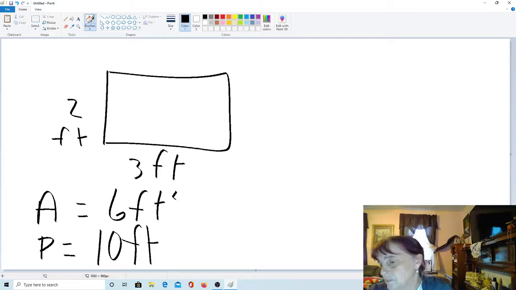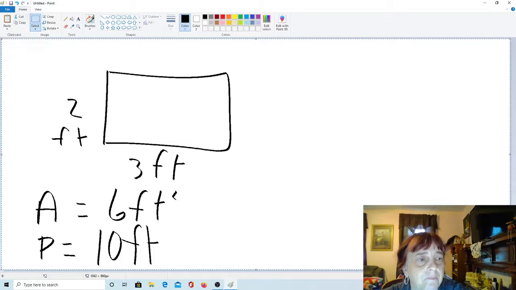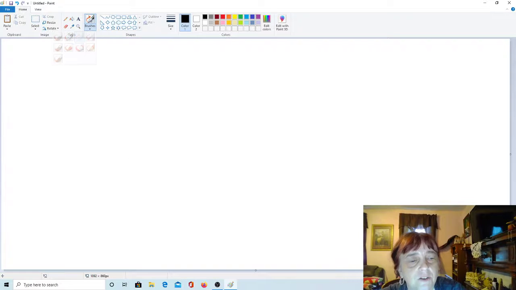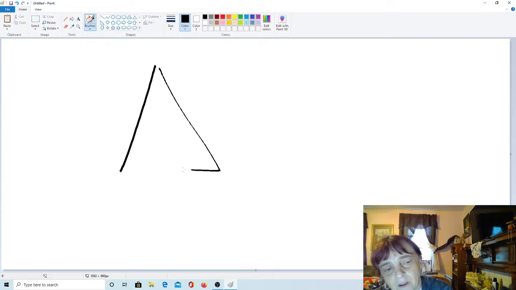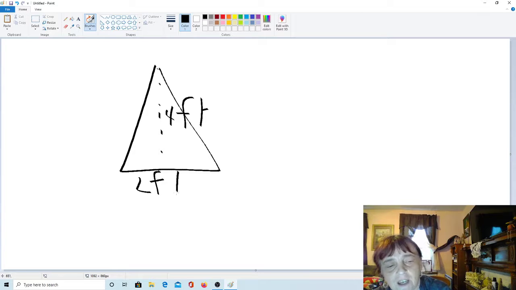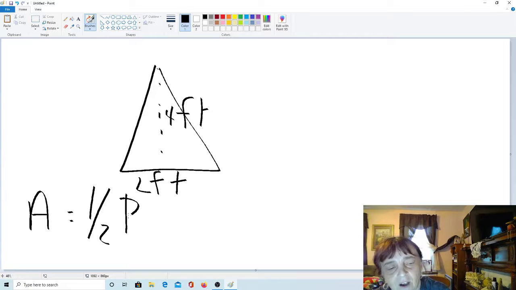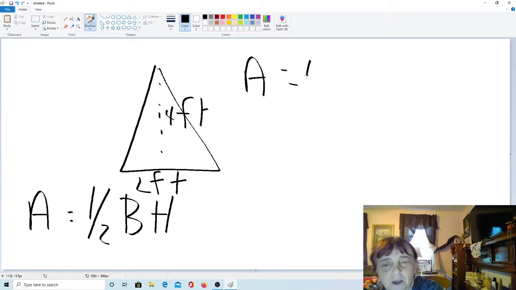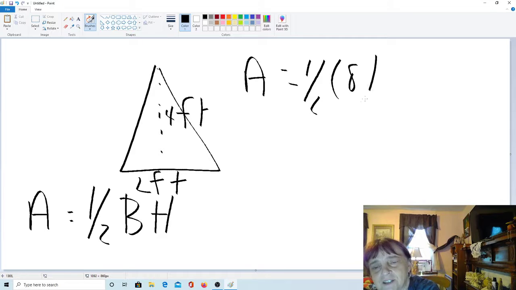Now, you also have a triangle. Okay, this distance here is the height. Let's say that's 4 feet. And this is 2 feet. The area of a triangle is 1/2 the base times the height. So the area is 1/2 of 8, which is 4. It would be 4 square feet.